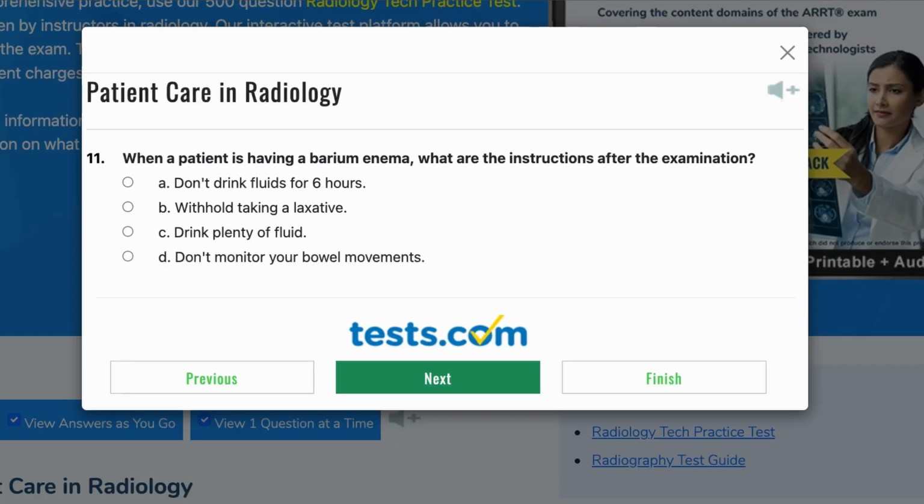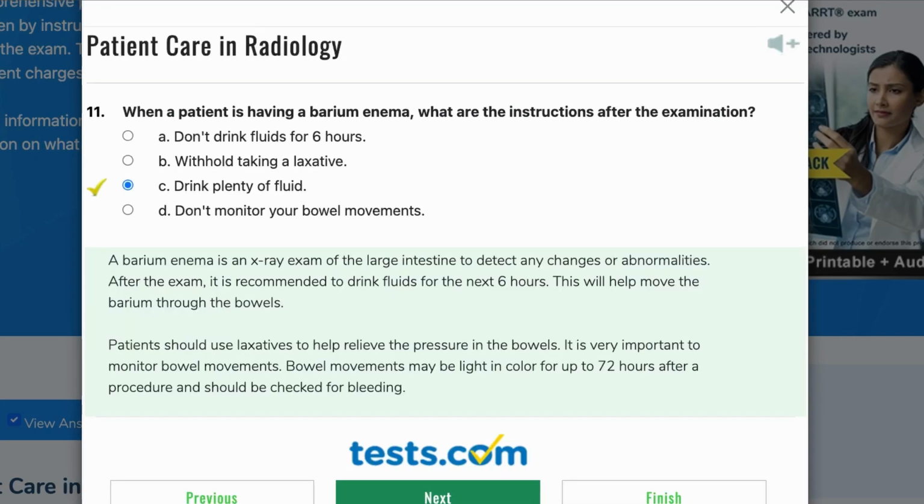Question 11. When a patient is having a barium enema, what are the instructions after the examination? A. Don't drink fluids for 6 hours. B. Withhold taking a laxative. C. Drink plenty of fluid. D. Don't monitor your bowel movements. C. Drink plenty of fluid.